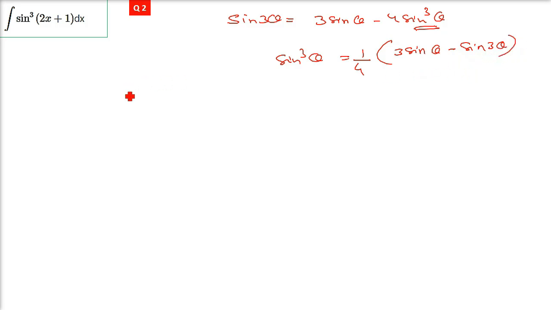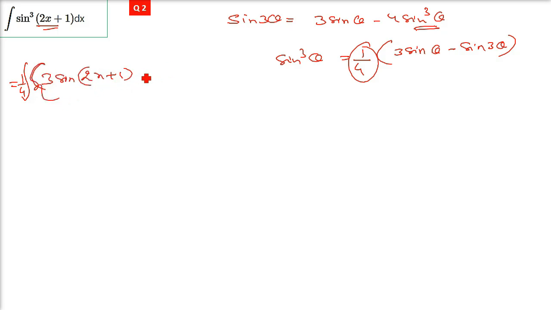Let us now integrate it. First, whatever is outside, keep it outside the integration. That will make the computation of the inside integrals quite easier. Otherwise you will be caught up in arranging a number or a constant which has nothing to do with the integration. So 1 by 4 I have taken common: 3 sine theta minus sine 3 theta.